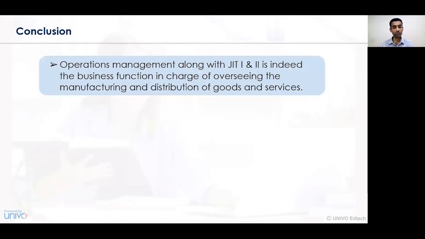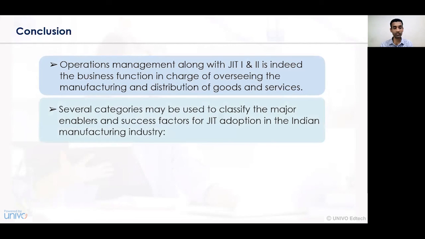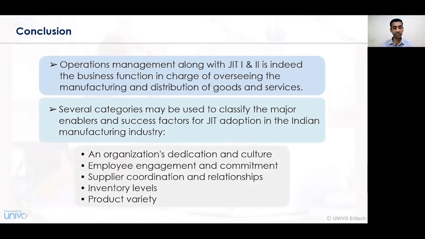And hence, the various operations management activities with respect to JIT1 and JIT2 are indeed the business function in charge of overseeing how we conduct the manufacturing and distribution of goods and services in a very effective way. There are several categories that may be used to classify the major enablers and success factors for JIT adoption in the Indian manufacturing industry. Those categories or factors may be an organization's dedication and culture, employee engagement and commitment, supplier coordination and relationships, inventory levels, and lastly, the product variety.